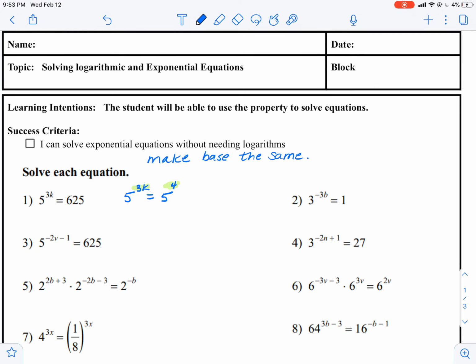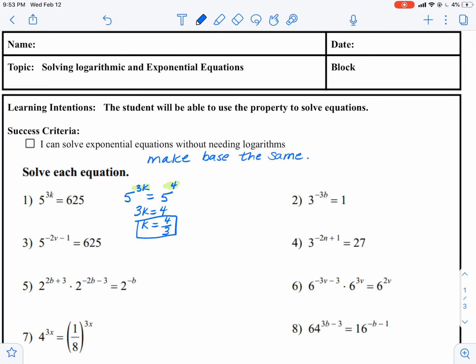And I can actually just write an equation here. 3k equals 4, therefore k is 4/3. And you're done. That's all you've got to do. Okay, so let's try another one.